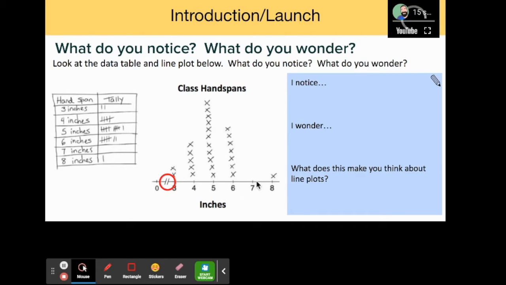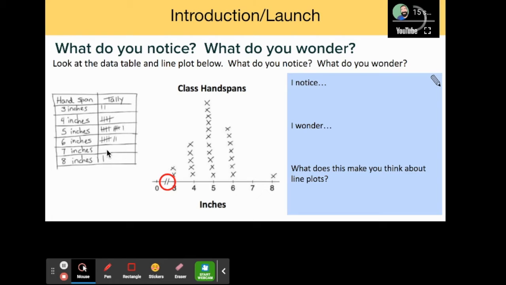I also wonder why the number 7 is blank. Also, looking a little closer at the tally chart, I was able to figure out that the number 7 was blank because there was no data in the table for 7-inch handspans.